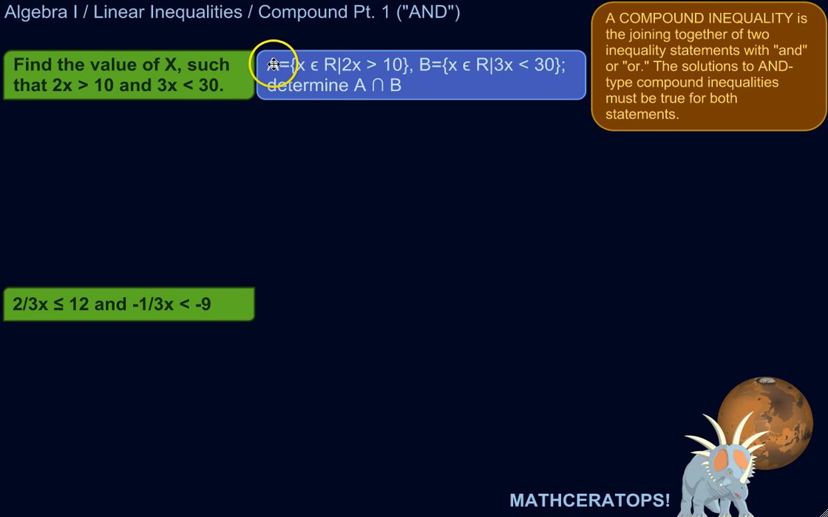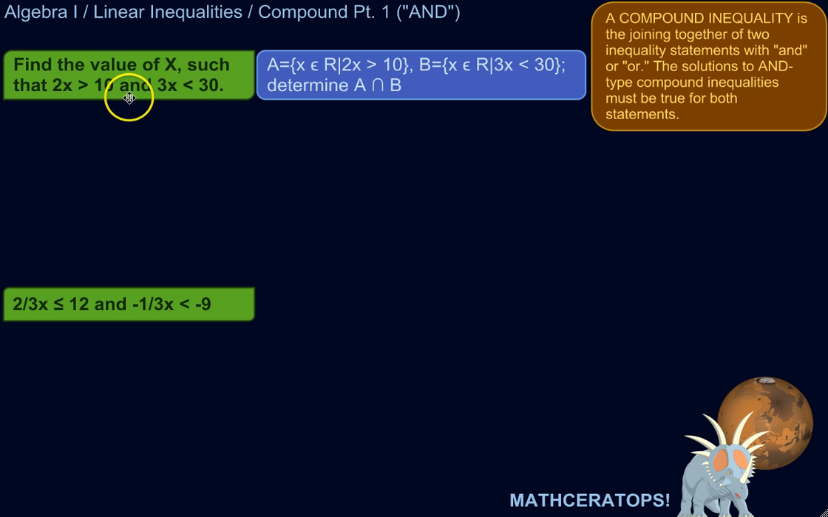This is saying set A is the set where x is a real number such that 2 times x is greater than 10. B is the set where x is a real number such that 3x is less than 30. Determine the intersection of A and B, where they overlap, where they're both true. So this and this mean the same thing. If this doesn't fire you up, don't worry about it.